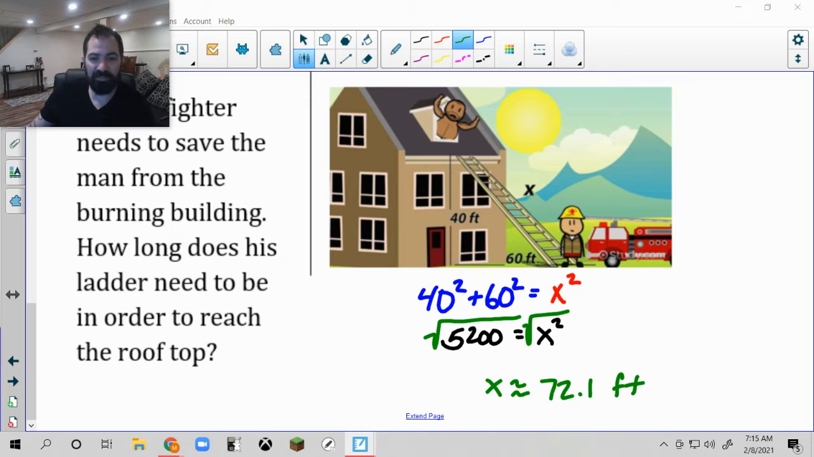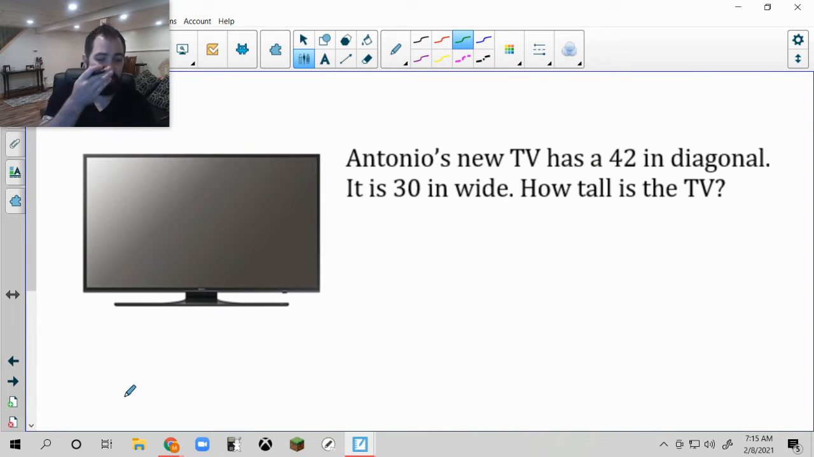All right, last problem here. And again, if you remember our first lesson in the converse, we talked about what all this is for: firefighting, can use it to buy a TV.